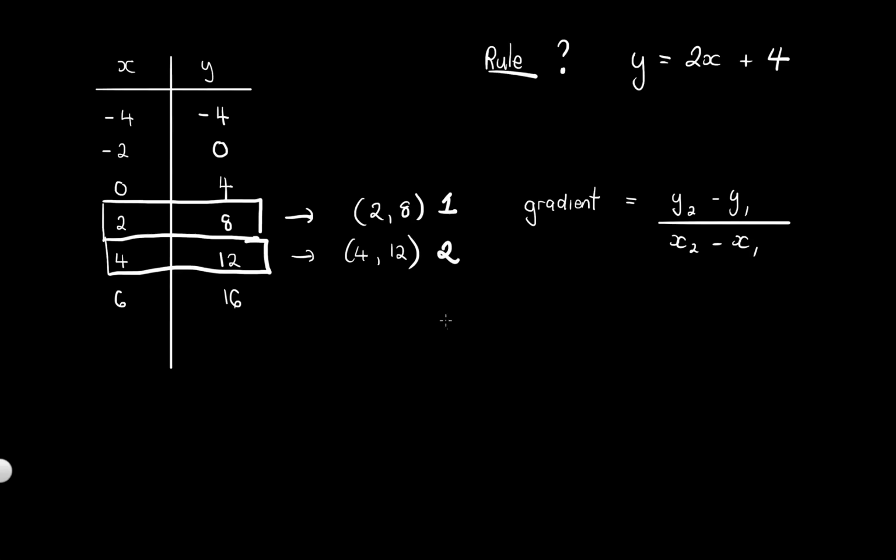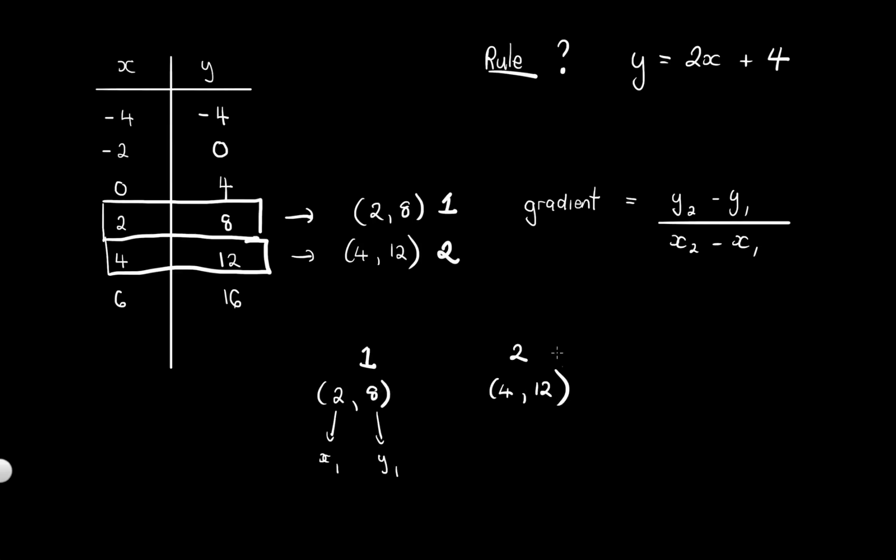Okay, so let's write those points down again down here. Our point number 1 is the point (2, 8), and our point number 2 is the point (4, 12). Now, remember, this is an x value and this is a y value, but because they are the coordinates of point number 1, we'll call this x1 and we'll call this y1. So that's x1 and that is y1.